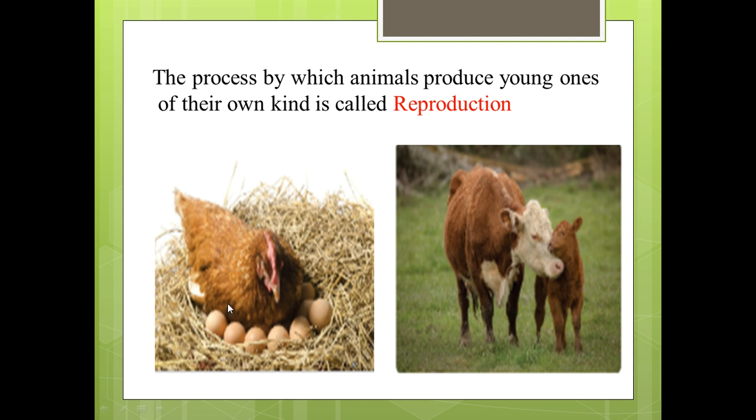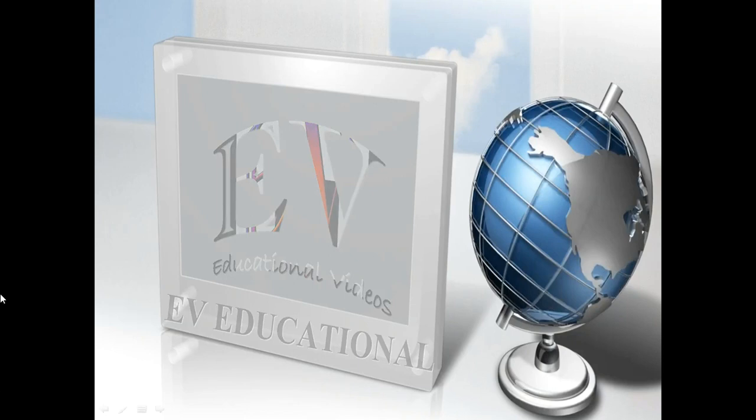For example, a hen lays eggs and they hatch into chickens. A cow gives birth to a calf. Now, you can watch a video here. In this video, you can clearly understand the life process of reproduction.